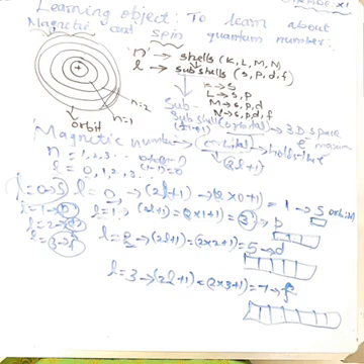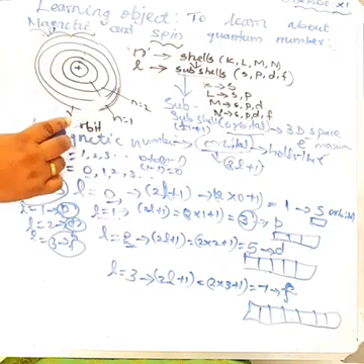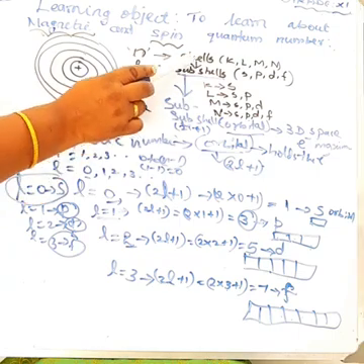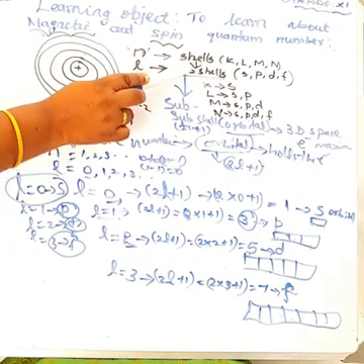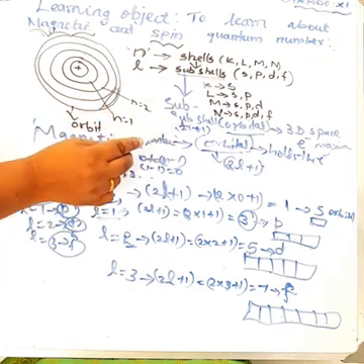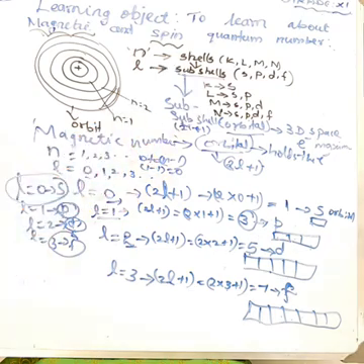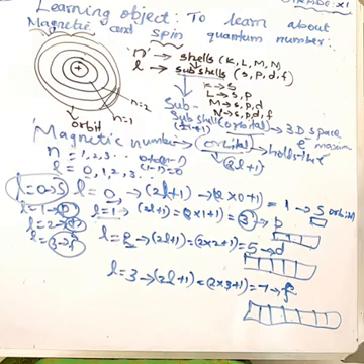Okay, so the shell: the electrons revolving around the nucleus in a circular path, we call the shell. Each shell is divided into subshells, and each subshell is further divided into orbitals. Understood? Now we are going to study the orbital.